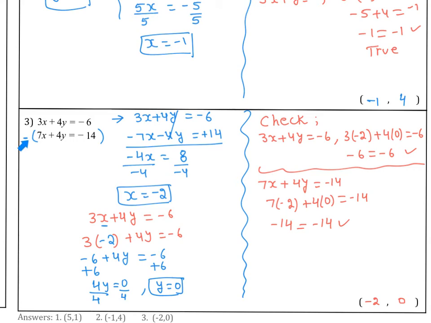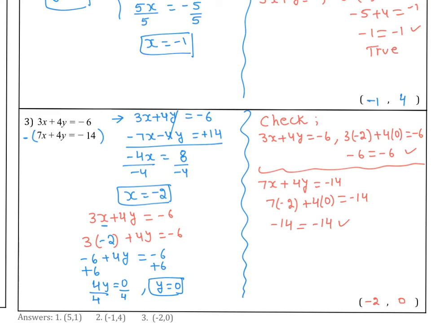To do that, I'm going to multiply the second equation by negative 1. So distribute the negative 1 inside of the equation. So what you're going to get here is negative 7x minus 4y equals positive 14. When you add now, the 4y and negative 4y cancel, and this will give us negative 4x equals 8. Divide negative 4 on both sides. The negative 4 cancel. X equals negative 2.